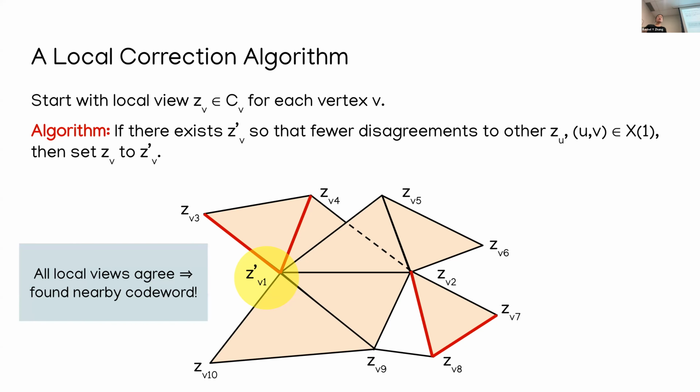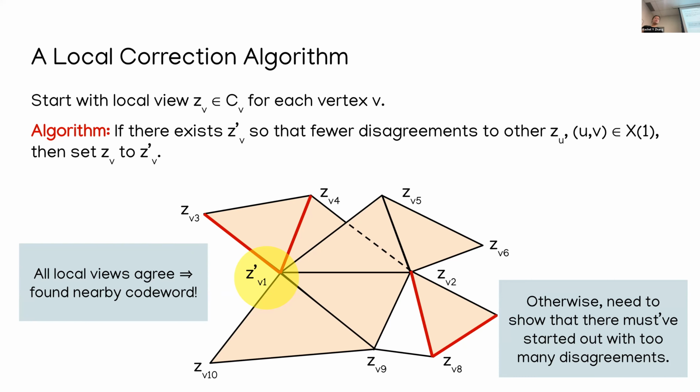In the first case, if all local views agree, so there are no red edges left, then we have found a nearby codeword. The distance to this codeword is bounded by the number of toggles you've made, which is at most the number of red edges to start with. So we found a global view that explains most of the local views, and so we're happy. The question then is, what happens if, when this algorithm terminates, you still have many disagreements? In this case, we have to show that there actually have to be many disagreements. It's not possible that there are only a few disagreements and you get stuck.